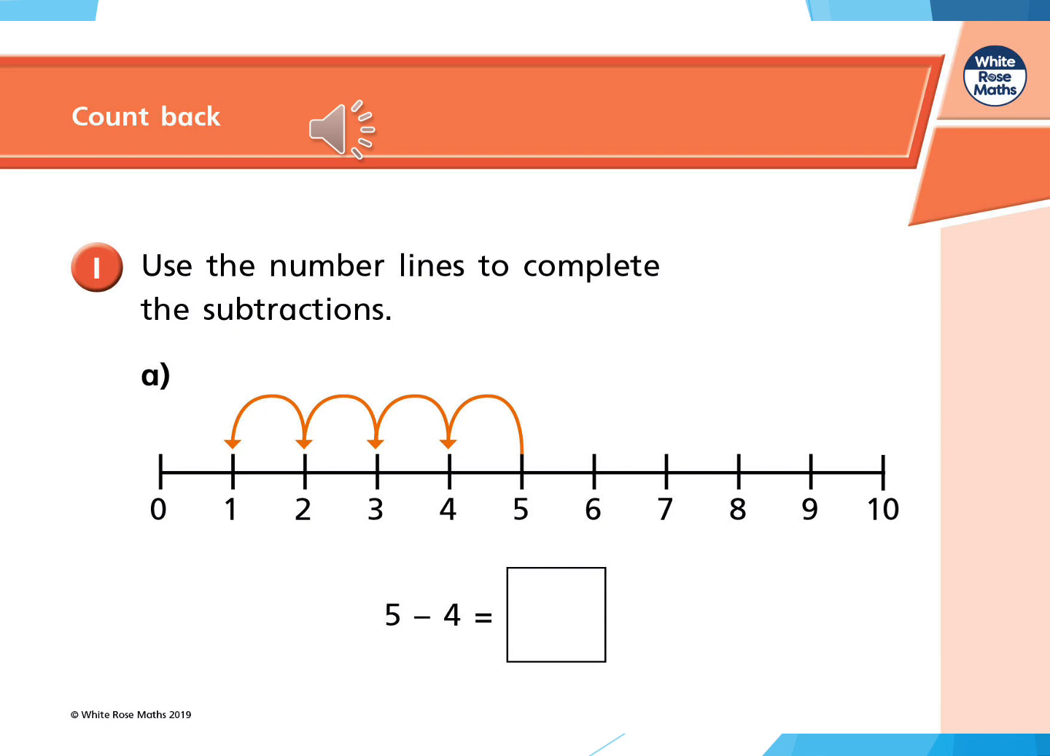Then I need to subtract 4, so that means I need to jump backwards 4 jumps. If I jumped forwards, that means I'd be adding on, and I don't want to do that. I'm taking away. I'm making the number smaller, aren't I? So I would jump one at a time, one jump at a time, and count up to 4 jumps. And what number do you land on?